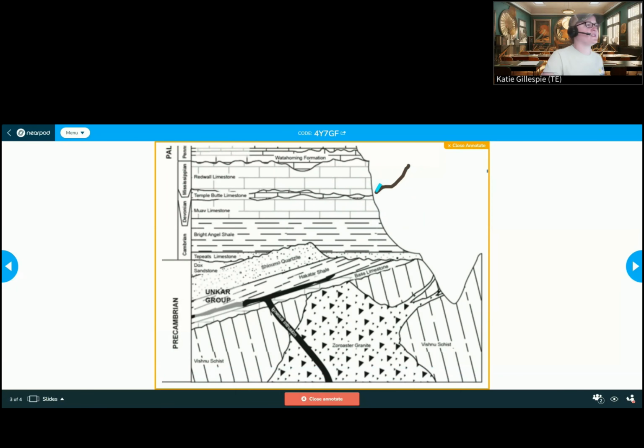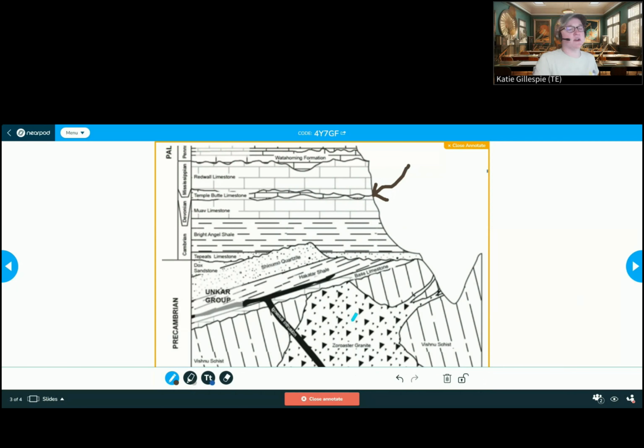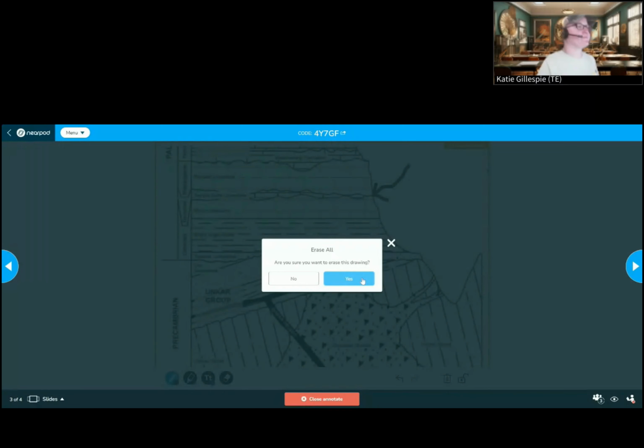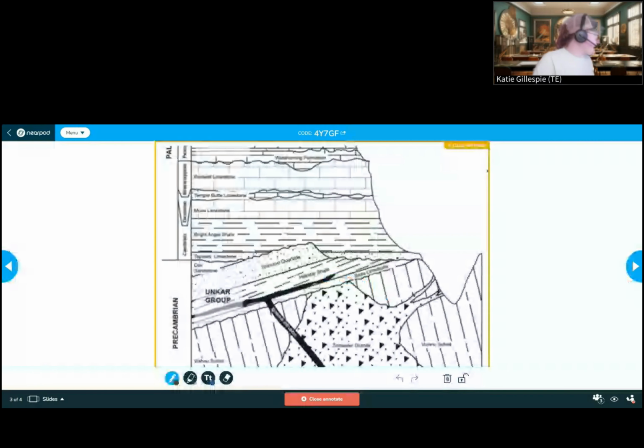And I feel pretty good that most of us can stop at this line right here. Tell me what that means. What do you think? Tell me what the line means. Wiggly line. What does it mean? Erosion. Good. Thank you. Erosion. All right. So you should have A through what? M? A through M complete at this time.